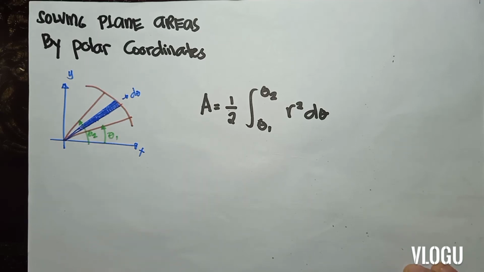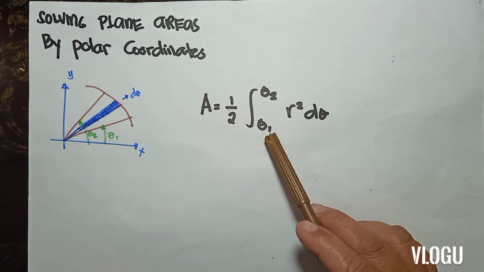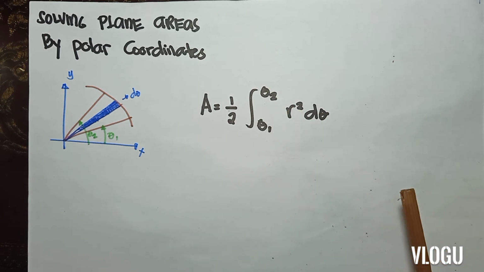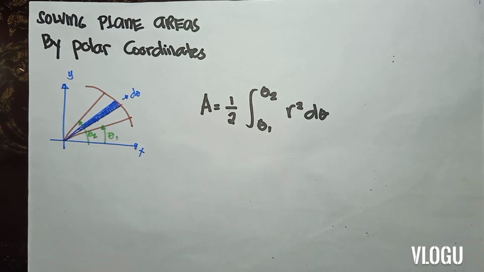Okay, so we are going to discuss solving plane areas by polar coordinates. The formula that we are going to use here is area is equal to 1/2 the integral of r squared d theta with lower limit theta 1 and upper limit theta 2. As you can see in the figure, theta 1, then theta 2.